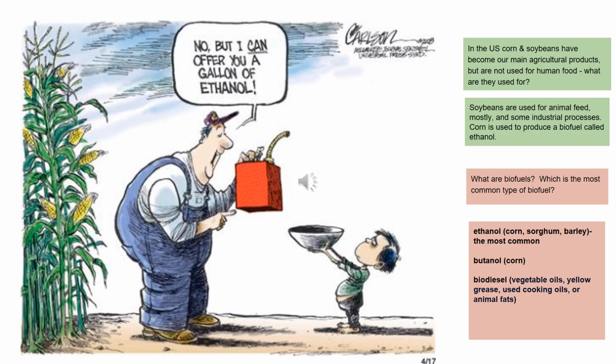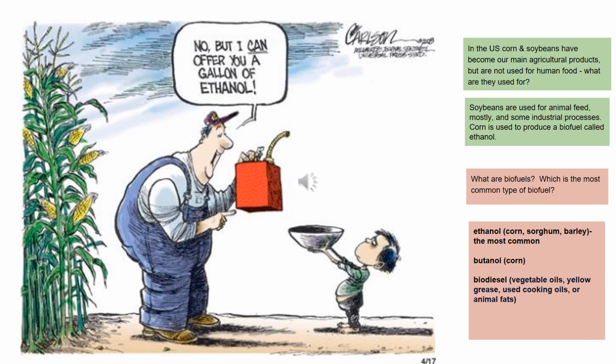A lot of corn and soybeans, but we'll start with corn, are grown not just for human food or animal food, they're also used for industrial uses too. Corn is used to produce a biofuel, meaning a fuel that comes from plants, not fossil fuels, called ethanol. Ethanol, which comes from corn, sorghum, or barley, is the most common biofuel. Butanol is another one that comes from corn. Biodiesel comes from vegetable oils, yellow grease, used cooking oils like from French fries, or animal fats.